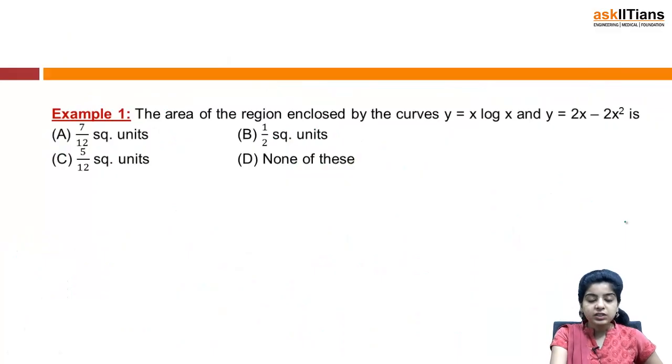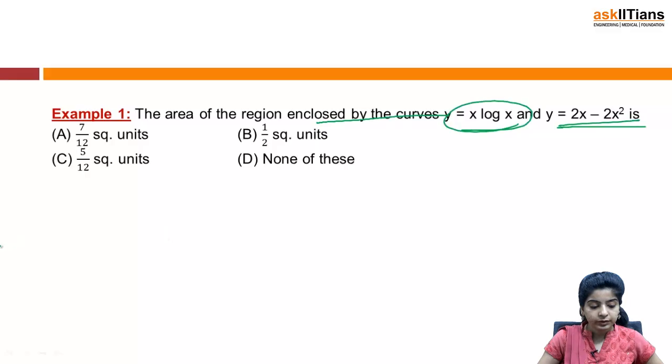Now we have the first example based on this. Basically the first example is again on area enclosed by the curves. The area of the region enclosed by the curves y equal to x log x and y equal to 2x minus 2x square is what? Now first of all, obviously we are going to draw the curve. So in curve tracing, we have y equal to x log x.